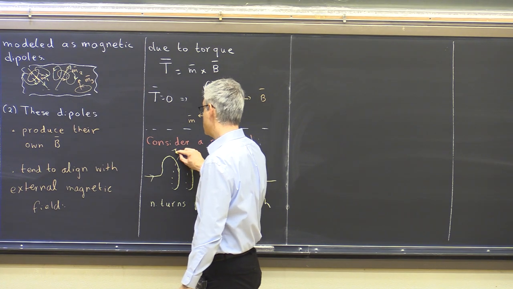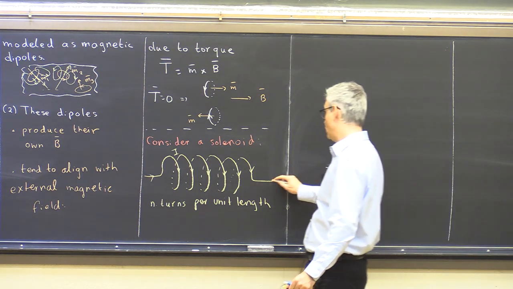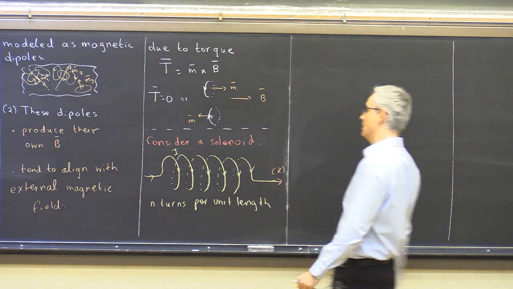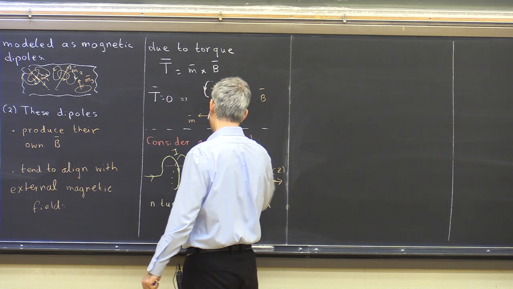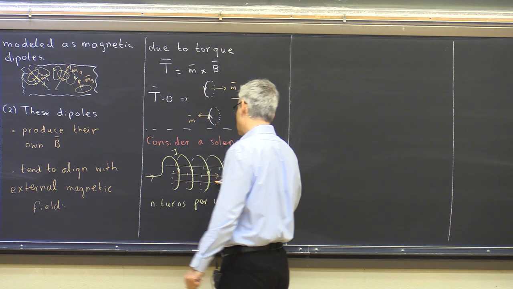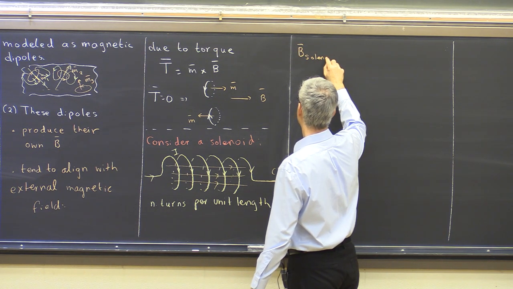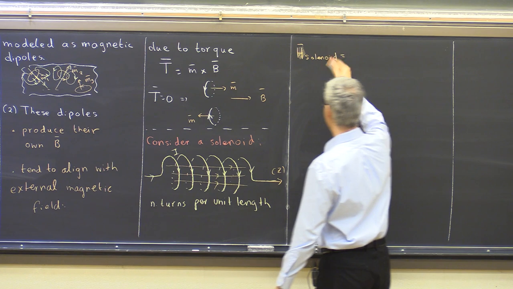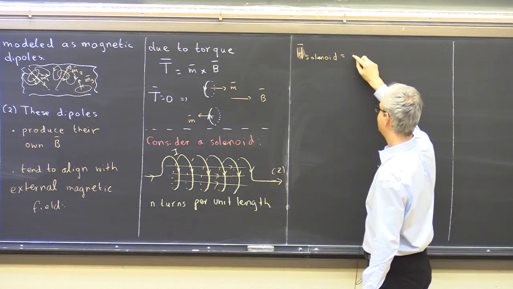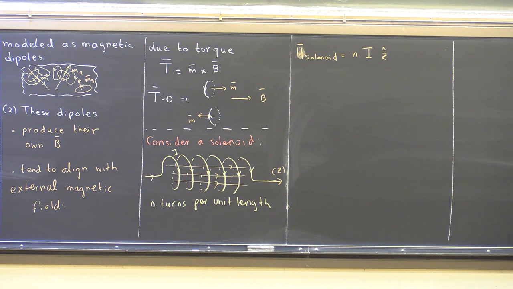And if we do have n turns per unit length, and the current here is I, and the axis of the solenoid is the z-axis, we saw that in this solenoid there will be a magnetic flux that will be almost uniform away from the edges. We calculated the magnetic flux lines in the previous lecture. In fact, let me just start from H, the magnetic field intensity of the solenoid, which is n times I in the z direction, away from the edges. We showed this from Ampere's law on Monday.